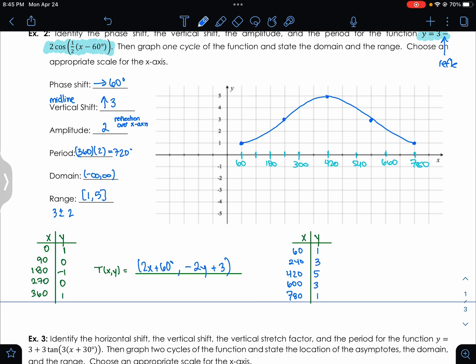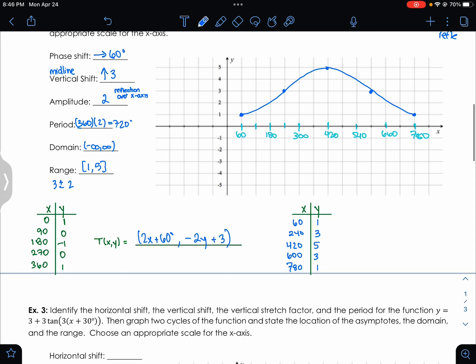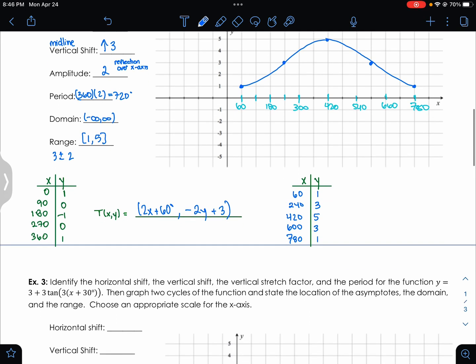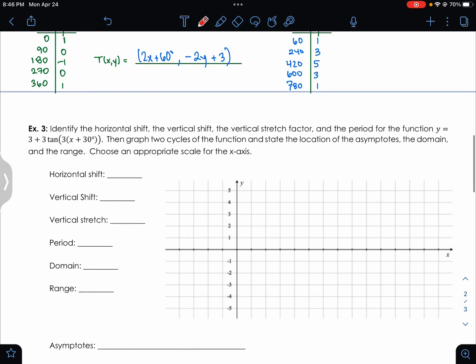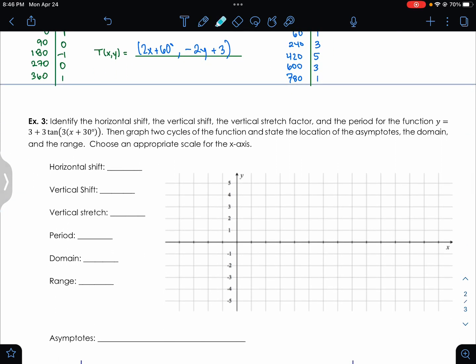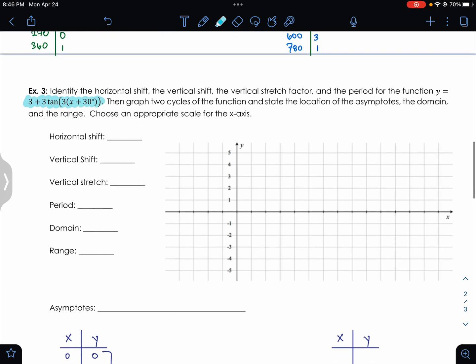And so again, you don't want to forget that you have these reflections here if there is a minus sign in front of the number that represents your amplitude. And then finally, the last equation we're going to look at here is a tangent function that is 3 plus 3 times tangent of 3 times x plus 30 degrees.